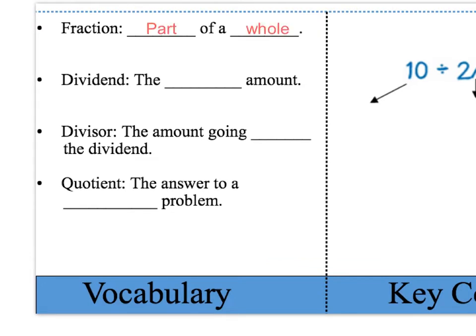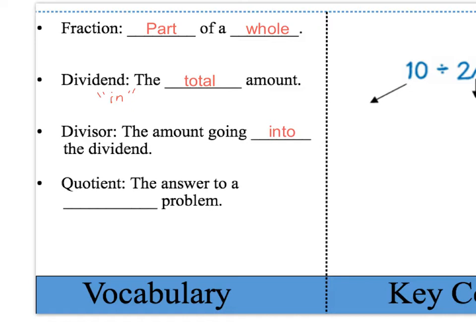Our first vocabulary word is fraction, so we've seen this before. A fraction is a part of a whole. Second word, dividend, means the total amount. And remember, these are the numbers that go inside of our division bar.